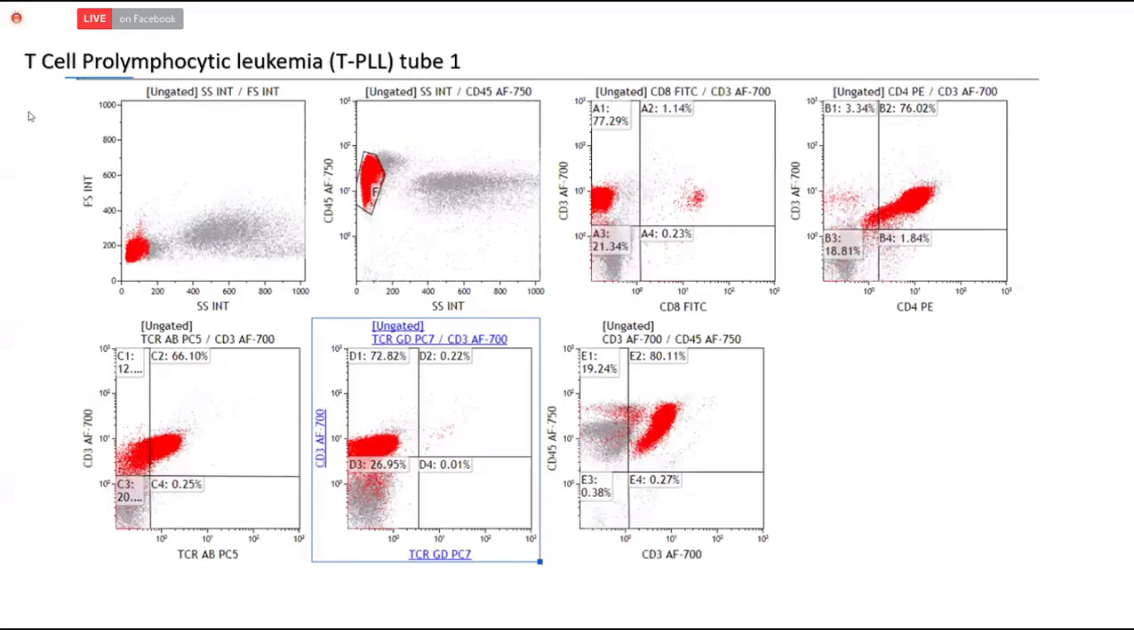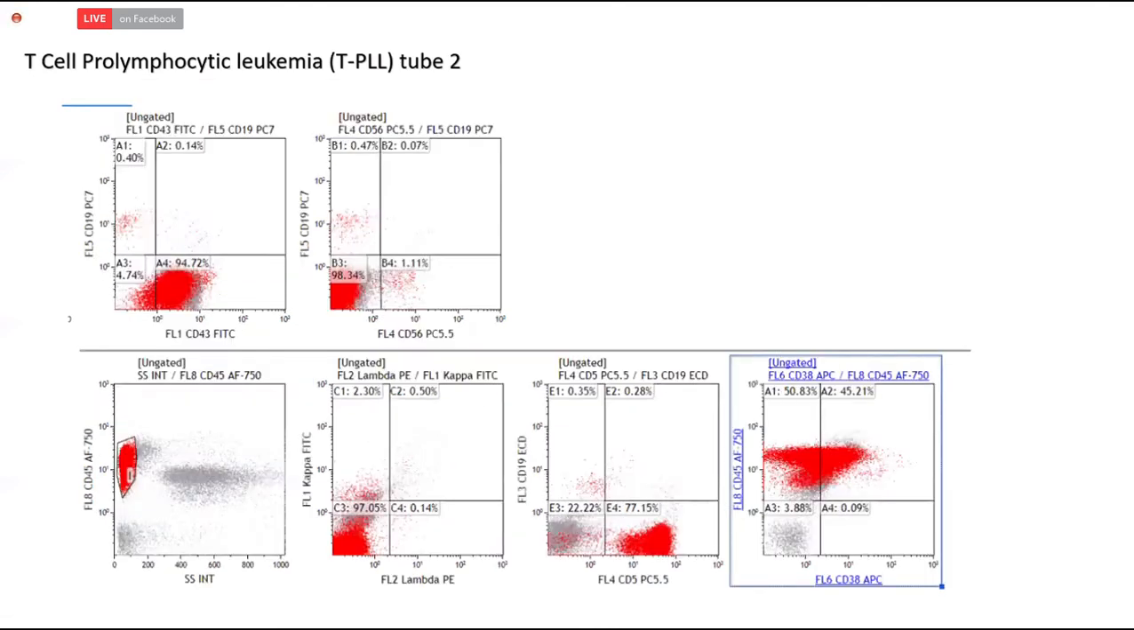So this is a T cell PLL. Again, lymphocytes are gated, CD8 negative. However, CD4 is positive, strongly positive in these cells. These are the CD3 cells. And this is alpha beta receptor positive, and gamma delta is negative. So this is a case of T cell PLL.